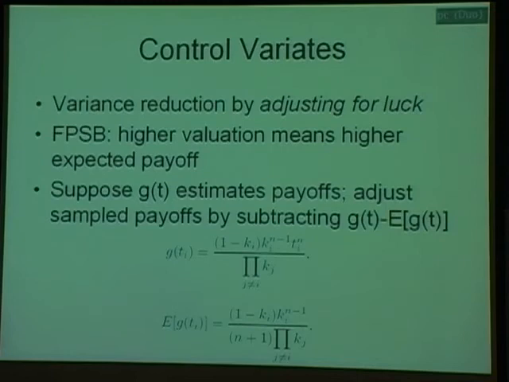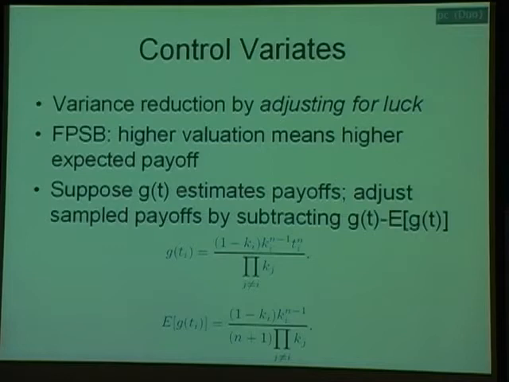Okay, so this brings us to variance reduction. The idea of control variates, which is a standard technique for Monte Carlo simulation, is to adjust the sampled payoffs for luck. For example, in FPSB, we expect that an agent's valuation correlates positively with its surplus. If my valuation for the good is very low, then there's very little chance for me to make very much profit. If it's worth a lot to me, there's the potential that I can get it for cheap and make a big profit. So the higher my valuation, the higher my expected surplus.